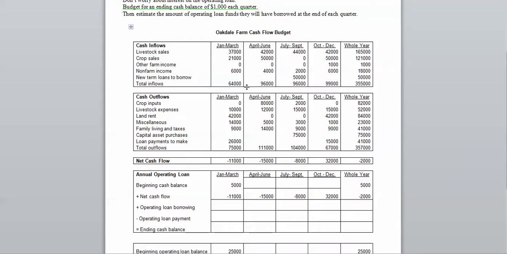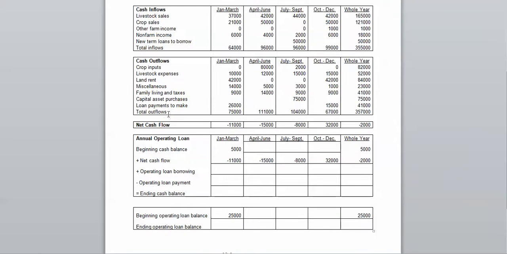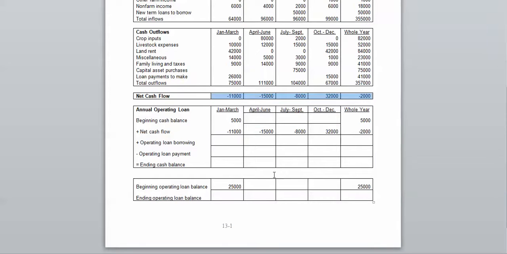If I see this cash flow summary, again, all this information up here is really nice, cash inflows and cash outflows, but all I really need to know is the net cash flow per time period and beginning balances. Okay, I can figure out the rest from there. For example, we have 4 different time periods here: January through March, April through June, July to September, October through December. I start the year with $5,000 in cash, and I also start the year with $25,000 of a beginning operating loan balance.